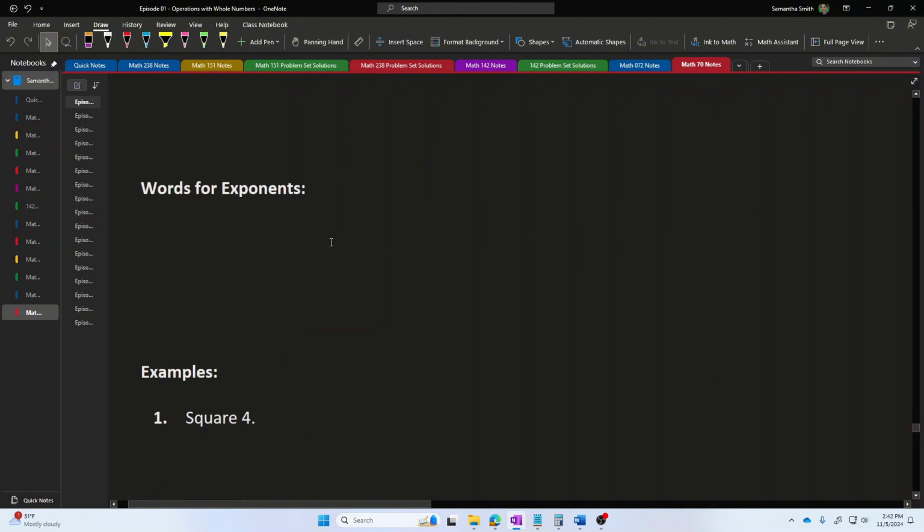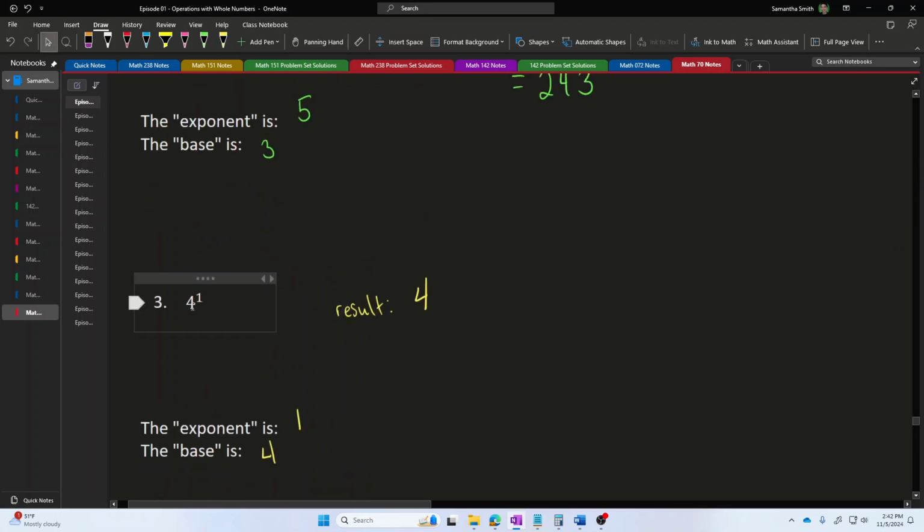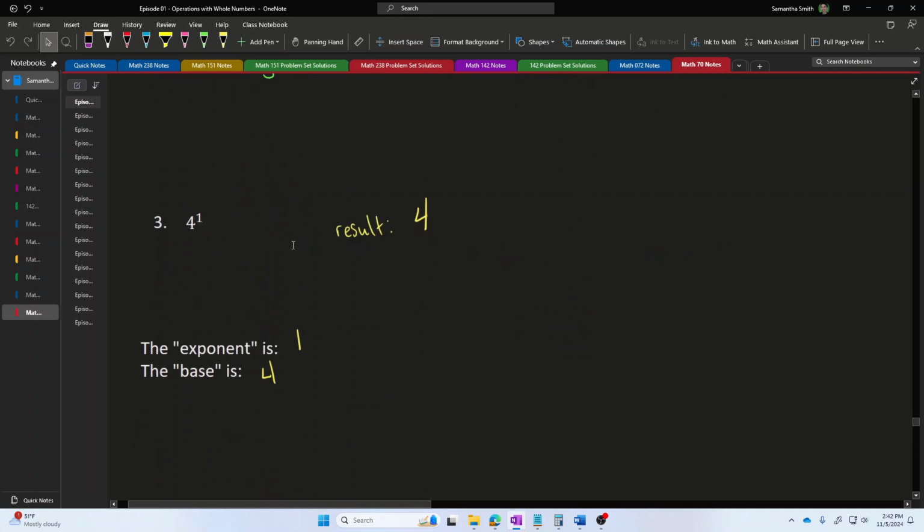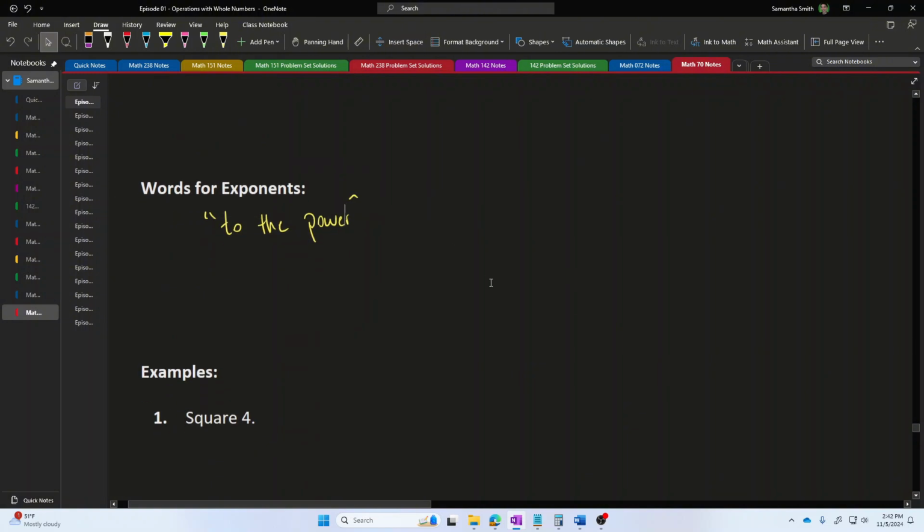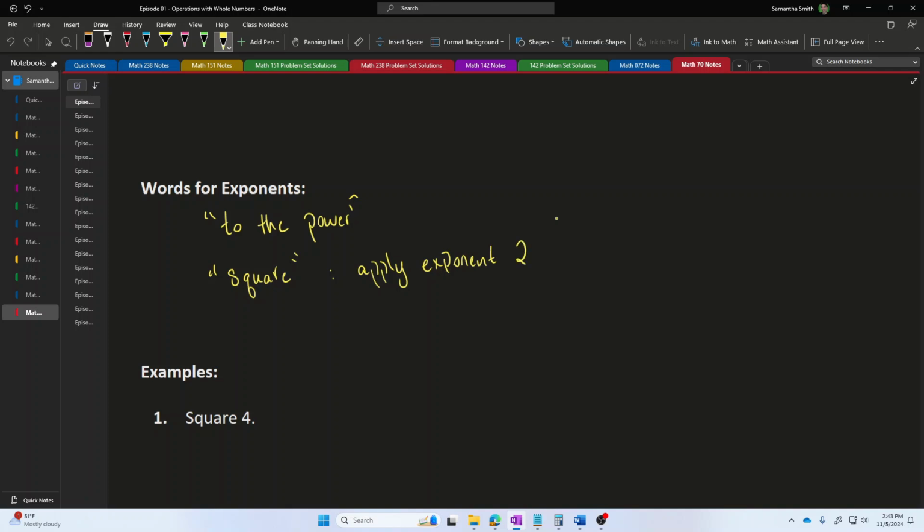Now we've seen a couple of words come up for exponents so far. For example, if you see something like 4 to the power 1, this is asking you to calculate a base of 4 and an exponent of 1. There are also some special words for some special exponents. For example, if someone says square, this means apply an exponent of specifically 2. In other words, multiply 2 copies of the number together.